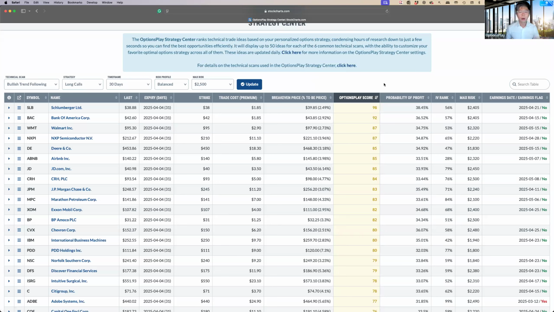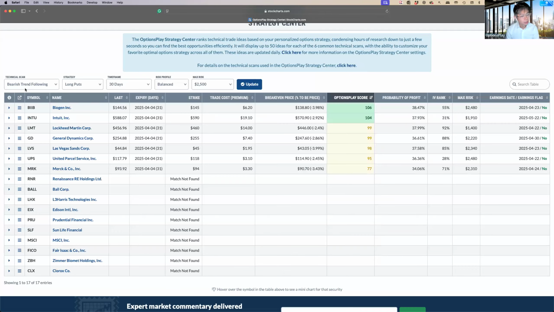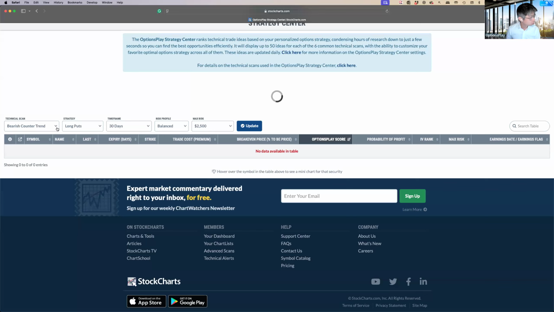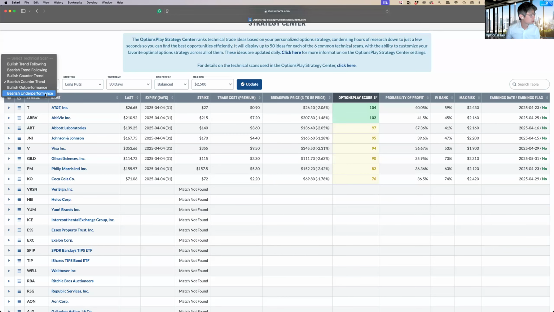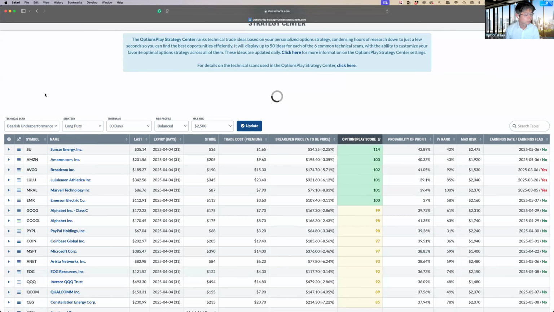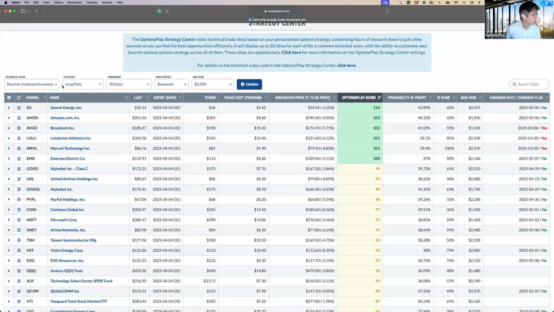So in the market environment that we are in today, right? Maybe let's look at some bearish trades instead of some bullish trades, given the market conditions that we're looking at right now. So what you can do is select bearish trend following ideas, bearish counter trend ideas, or bearish underperformance ideas. We'll look at a few different ones here, but let's take a look at bearish underperformance. What this means is that these are stocks that are starting to underperform the broader markets.